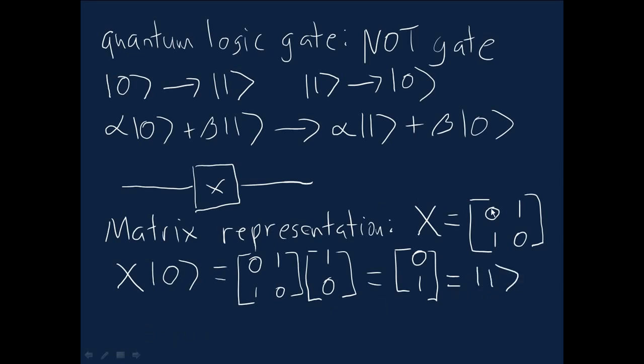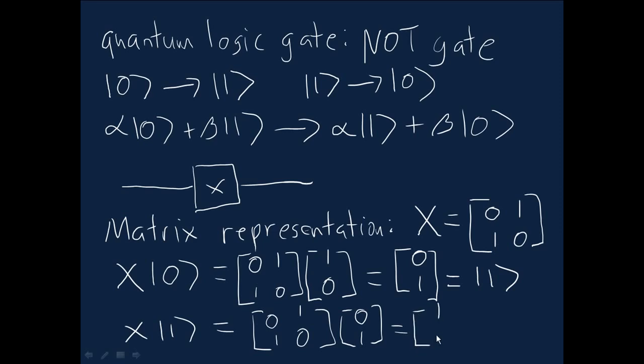And furthermore, if you use this matrix again, acting on the 1 state, well, you can go through, same basic deal, with the matrix with entries 0, 1, 1, 0 acting on the (0, 1) vector. That gives you (1, 0), the second column here, which is the 0 state.